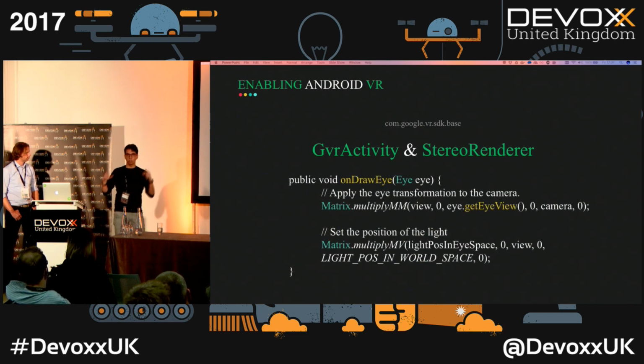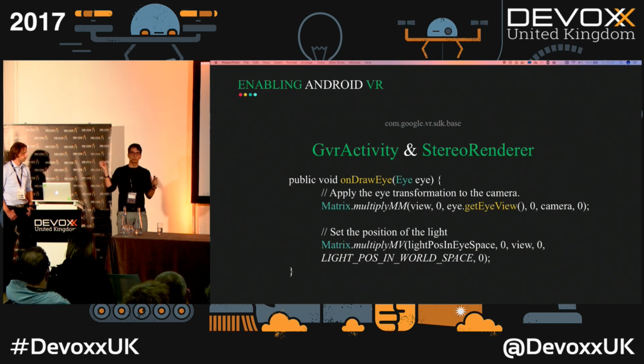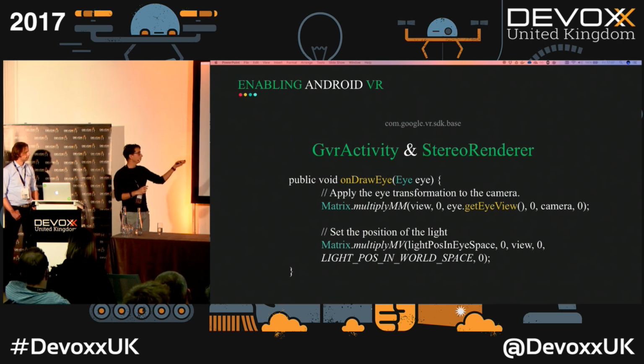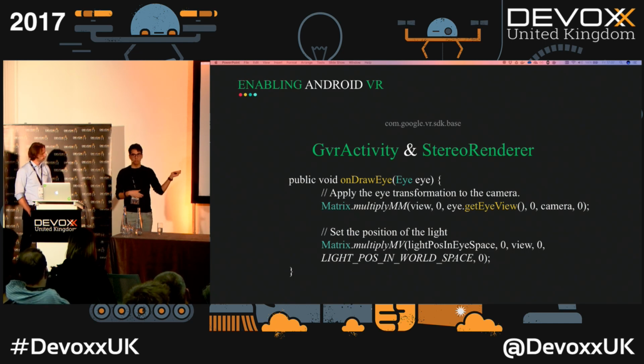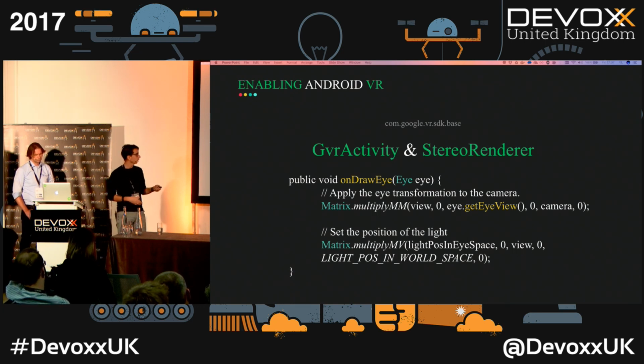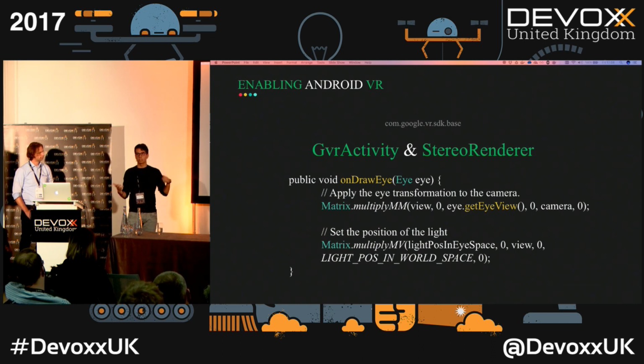On draw eye, as you saw, you have two eyes. Once you put the phone in the cardboard, you don't necessarily see that there are two eyes because of the lenses. But you have two eyes, and this function is called before an eye is ready to be drawn. So it's not the same as on every frame, because it's not frame rate dependent. Stuff that has to happen on the rendering of the eye is happening here, which isn't essentially a lot. This is pretty much also everything I have put in that method myself.